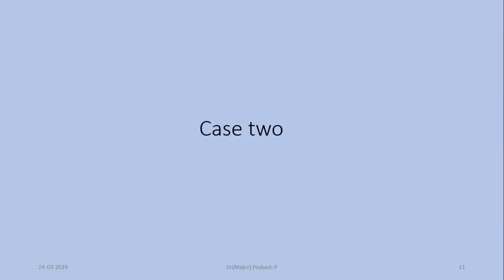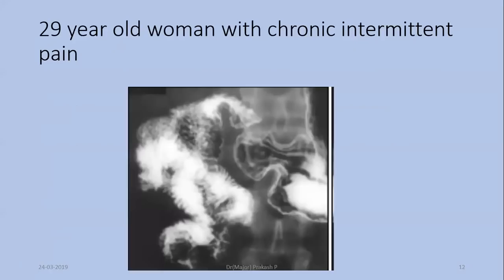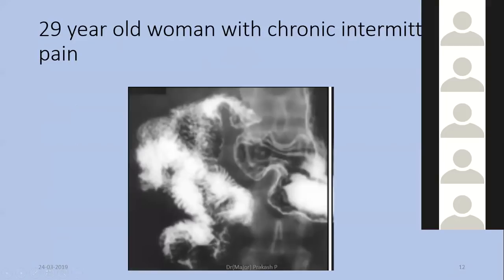Okay, now we go to the second case. A 29-year-old woman with chronic intermittent pain of the abdomen. Okay, now take a stern, hard look, and then I want your responses.